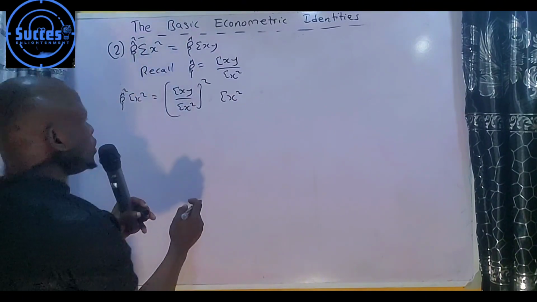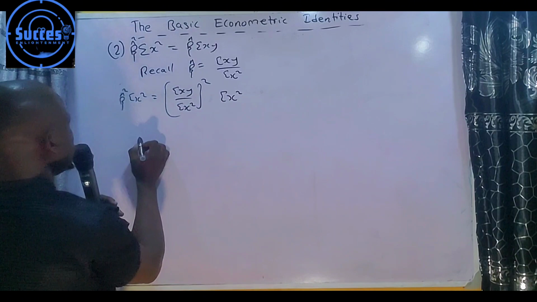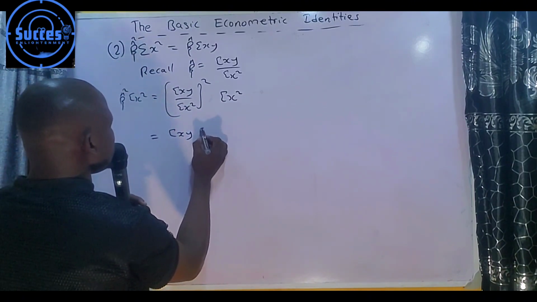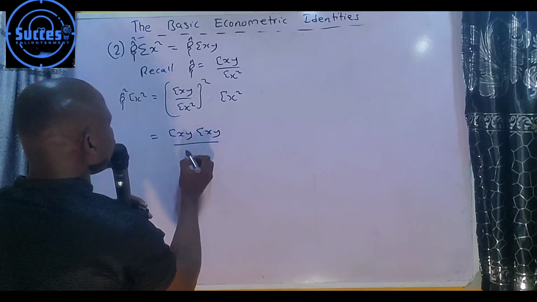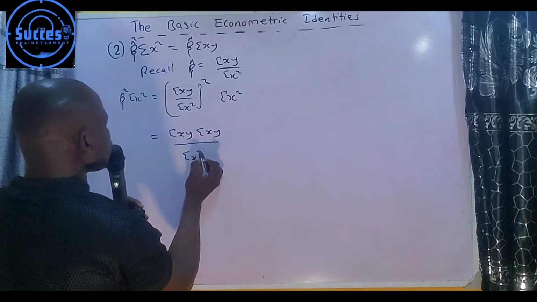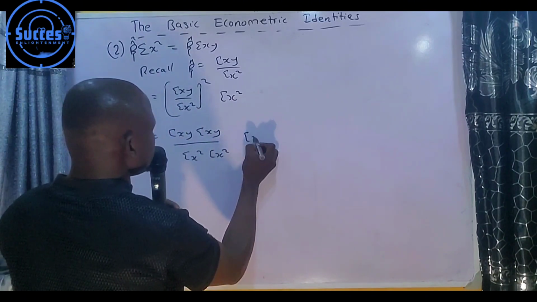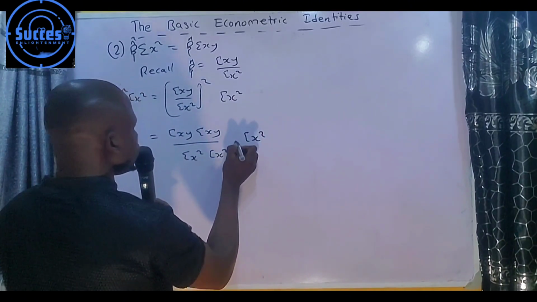We just substitute this for beta cap. So now we can open this. This will give us summation xy times summation xy all over summation x square times summation x square, times summation x square.